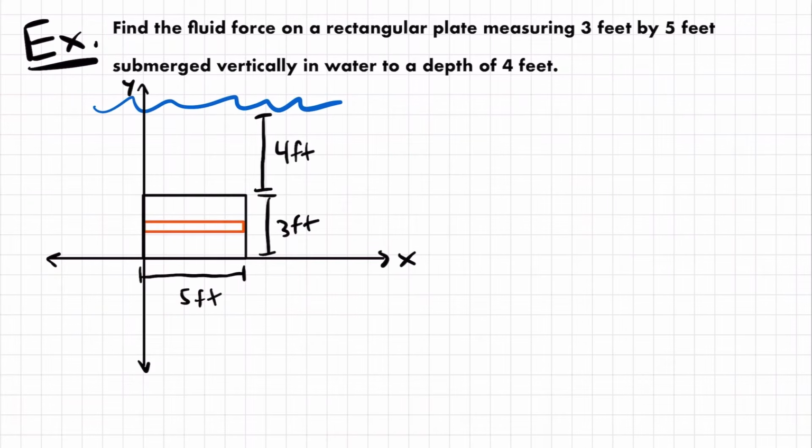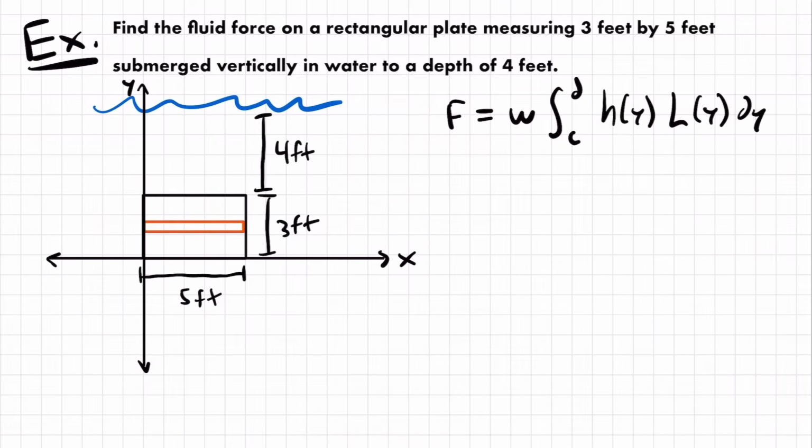Okay, and so what we did was we moved the x-axis from the surface of the water to the base of our surface. And so our definite integral is going to look a lot different, right? So the fluid force we know is equal to the weight density of the water, or whatever fluid we're working with, times the integral from c to d, the two values of y that represent the range of depth values for our surface, of the depth in terms of y times the length in terms of y times dy. Now so far we can set up that this will be equal to 62.4, since that is the weight density of water in pounds per cubic foot.